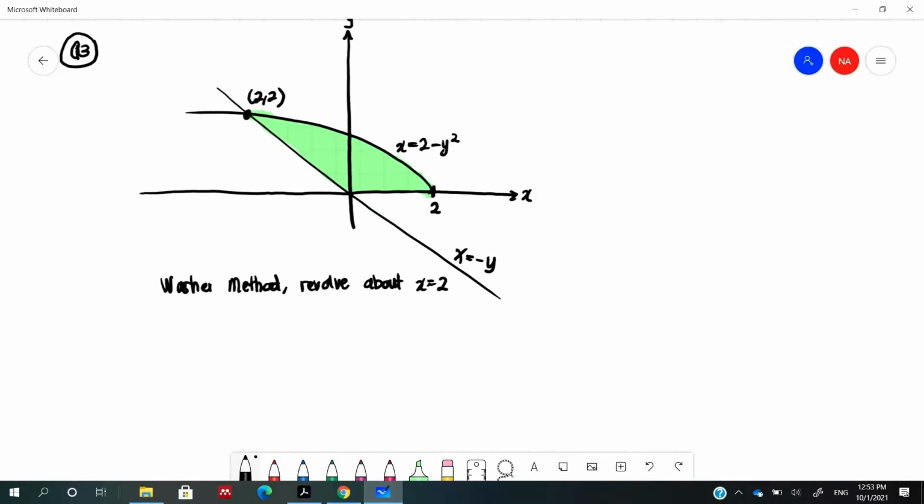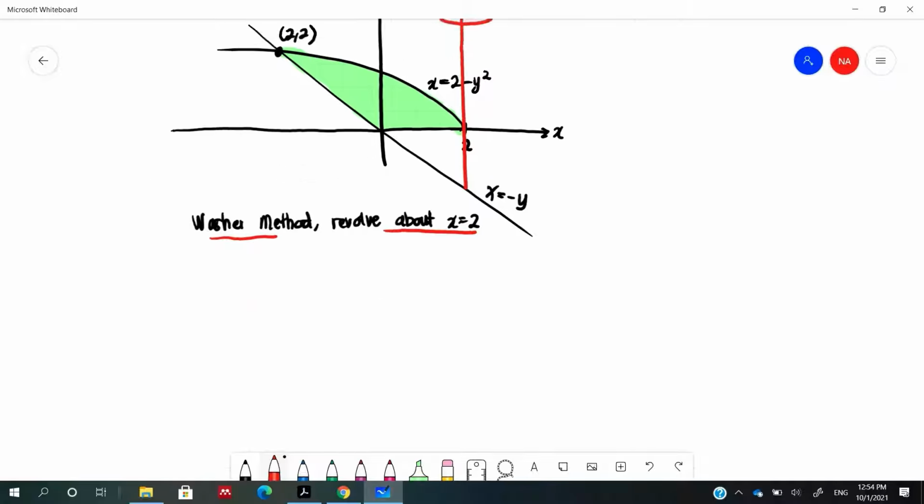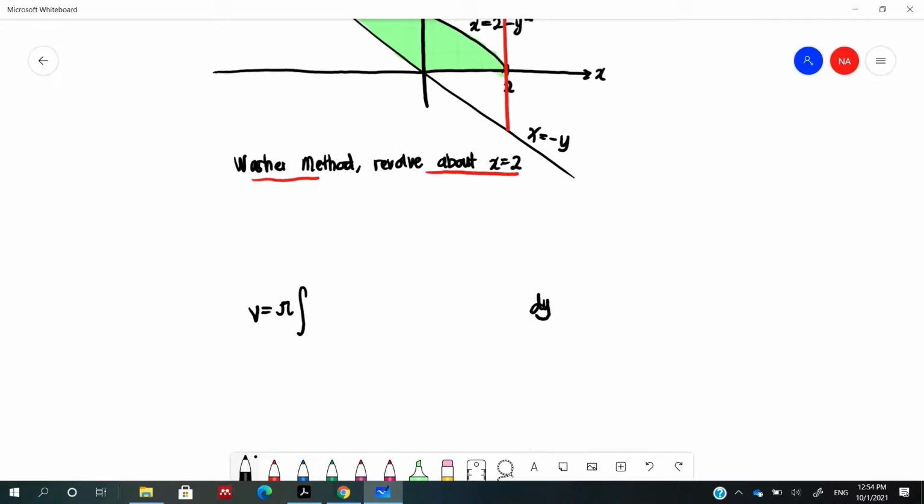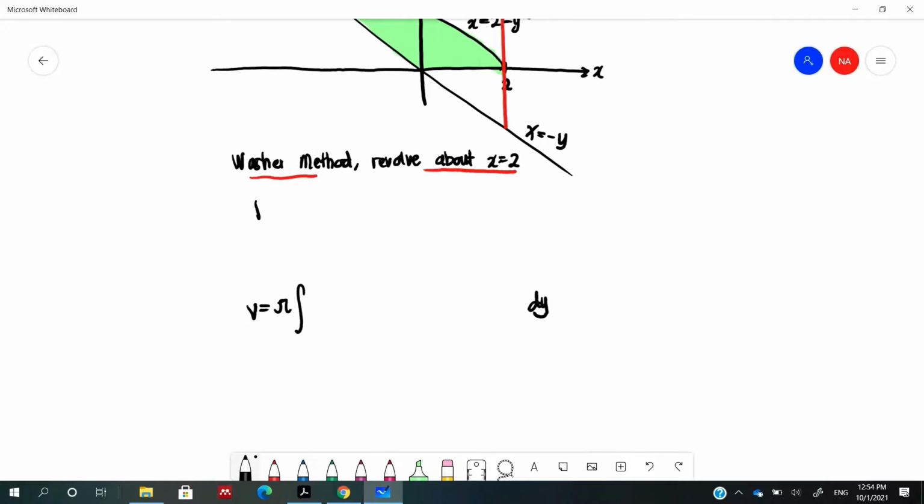What about this one? Now we want to find the volume by the washer method, revolving about x equals 2. The line x equals 2 is a vertical line here. So x equals 2 is the axis of rotation, meaning we want to rotate this way. We know that if we rotate about a vertical line, the volume should be pi integrate with respect to y. So we should write everything in terms of y here, R and r.